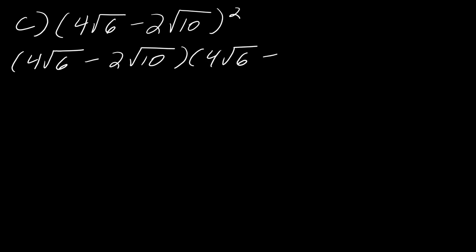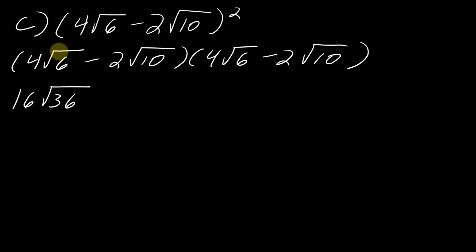4 times the square root of 6 minus 2 times the square root of 10. Okay, so let's multiply this together. So I'm going to have this term times itself. So 4 times 4 is 16, and the square root of 6 times the square root of 6 will give me the square root of 36.